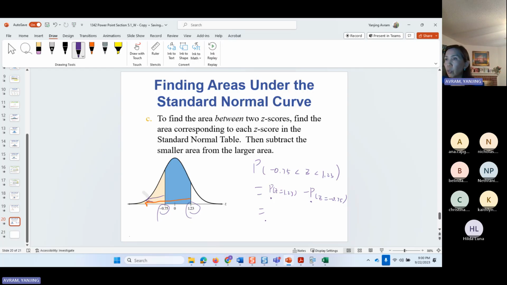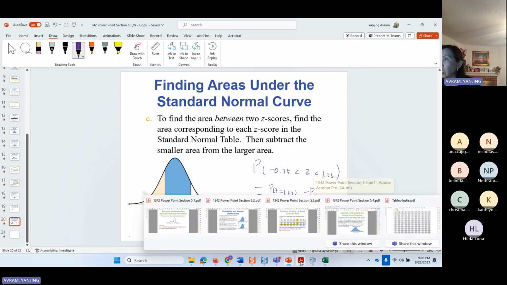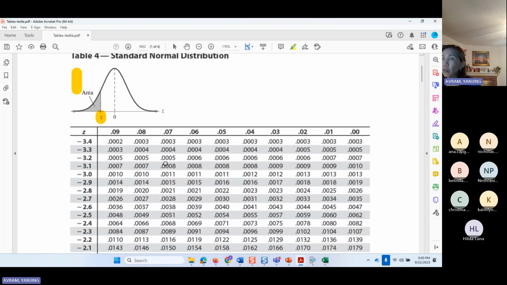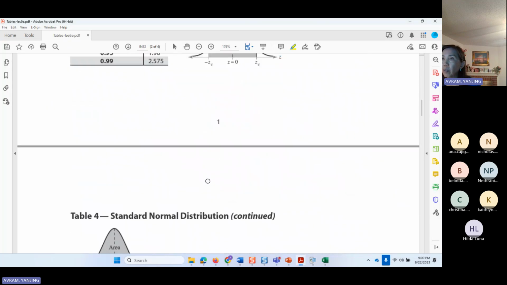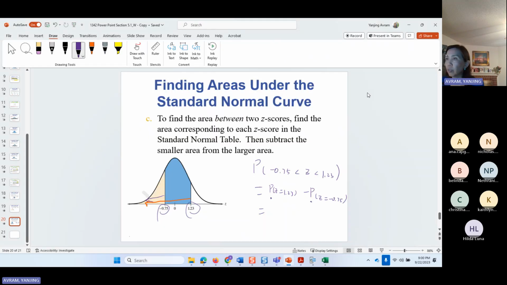So you have to go read the table first. The 1.23, I think we read it a little bit earlier. Let's read it again. 1.23 is positive, right? Positive 1.23. We had 1.25 earlier, and 1.23 is right here. So that's 0.8907.